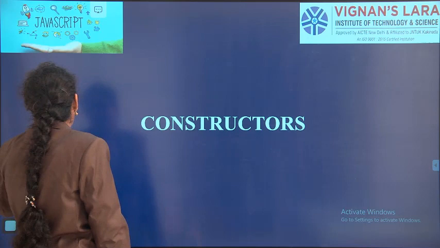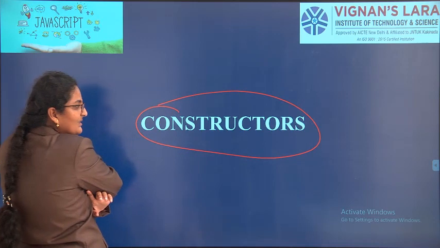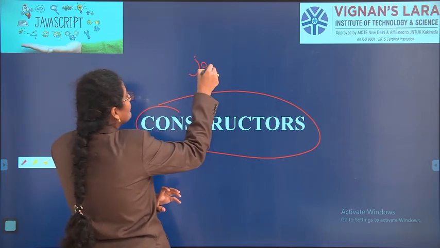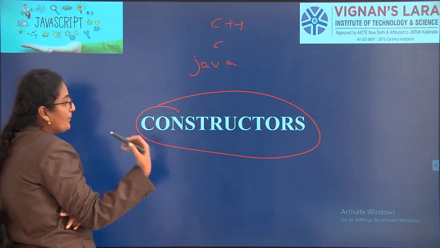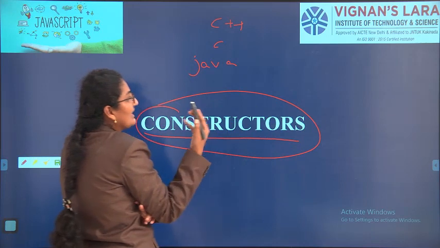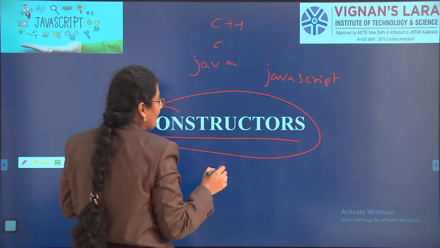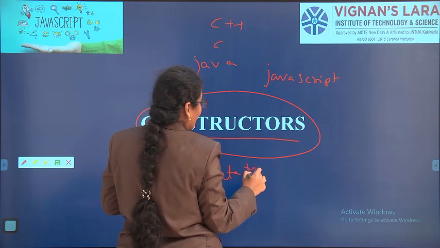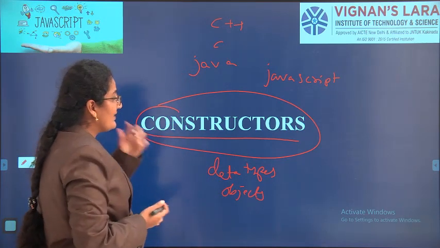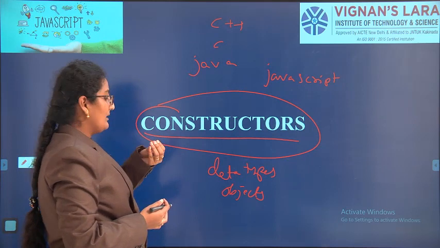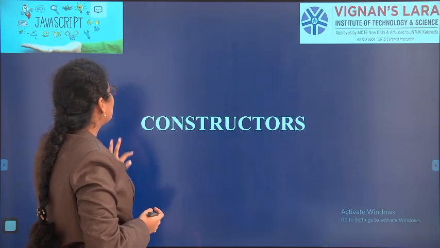In many programming languages, I hope you have read about constructors. You have learned many programming languages like Java, C, C++ and Python also. In some of the programming languages, I hope you have learned the concept of constructors. Till now we have learned about JavaScript. In JavaScript also we have learned about data types, objects, type conversion and many more things, like control structures and operators. So today let us see what a constructor is.